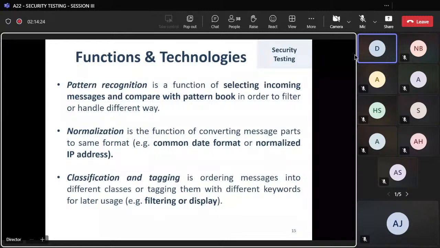For example, normalization, as we just discussed, could be one of the common date formats, or it could be a normalized IP address, how that has been represented, how that has been logged. Then after normalization, there will be classification. Classification will help you to filter, to display, or to tag specific activities. For classification, most of the vendors use event IDs. You will find a specific event ID for a specific activity. So based on that, you are able to group and to tag.